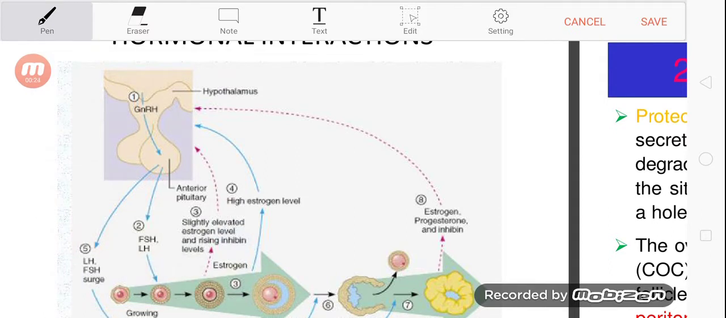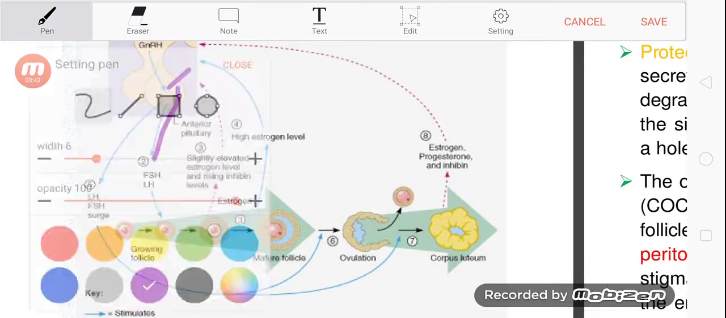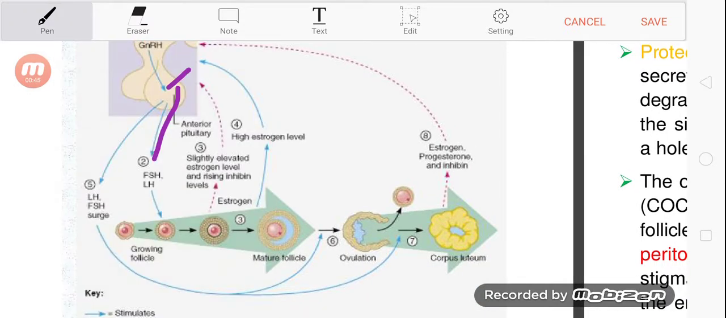Hypothalamus secretes GnRH. This GnRH will stimulate the anterior pituitary. Once the anterior pituitary is stimulated, it will release the gonadotropins, FSH and LH. FSH and LH travel through blood, go to the ovary. They will bind to their designated cells. LH binds to theca cells, FSH binds to granulosa cells.